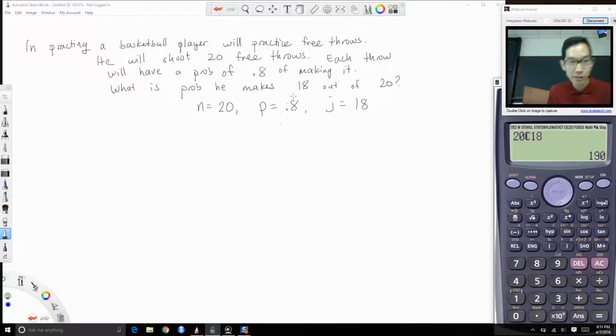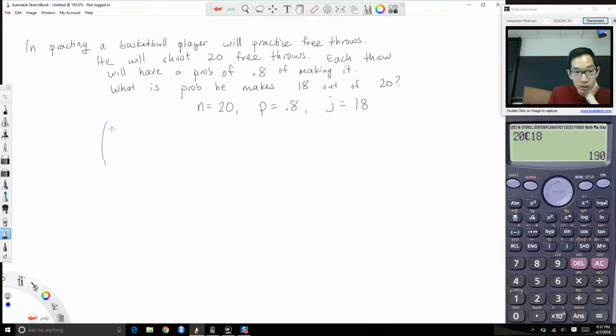All right, so this is a binomial problem. We've already labeled n, p, and j. What we want is 20 choose 18. This is the number of arrangements I can have of 18 baskets being made out of 20 attempts. What's the probability of a success? It's going to be 0.8. And how many times does the success have to happen? 18 times. So it's going to have 0.8 to the 18.